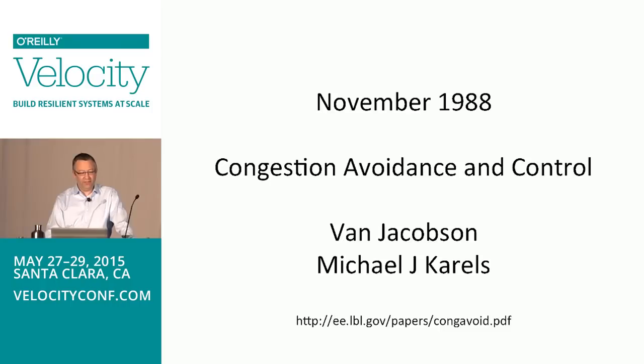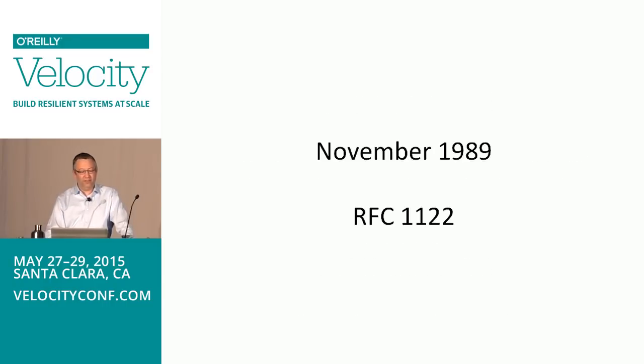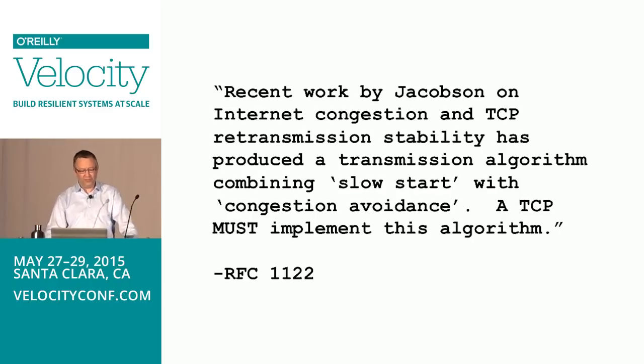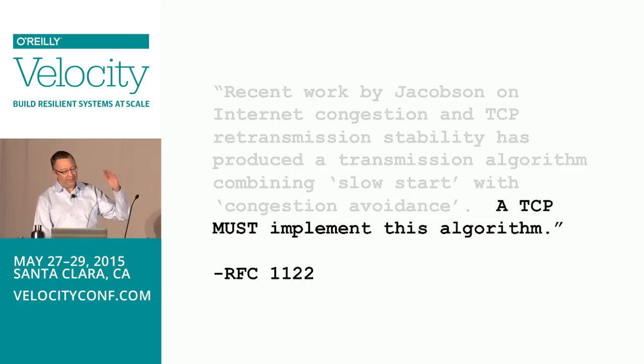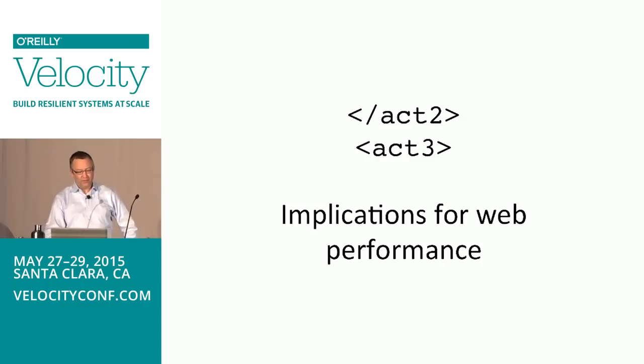In November of 1988, Van Jacobson and Michael Karels documented all this work in a beautifully readable paper called Congestion Avoidance and Control. And slow start was codified as an internet standard in 1989 with RFC 1122. Here's the text from 1122. It cites Jacobson's work and says that a TCP must implement this algorithm. And since then, every TCP stack has.